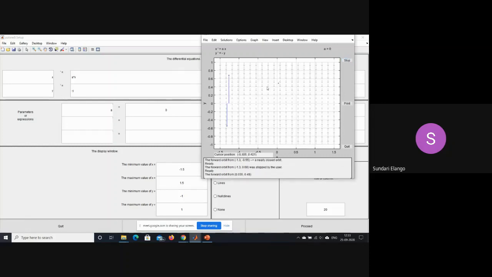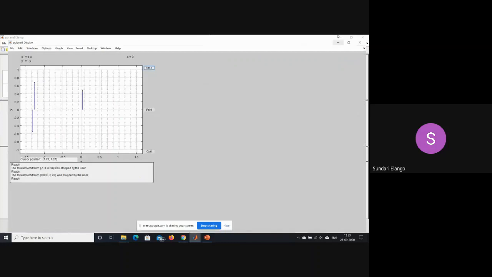So the reason why it's not plotting as soon as I press the point is because as it approaches the x-axis, it slows down very slowly, and it goes to the x-axis at infinity. That's why it's taking that long to iterate. So once you press stop, it's going to come here.